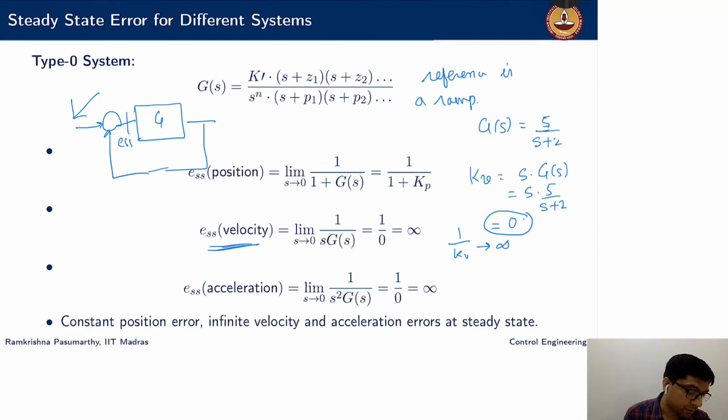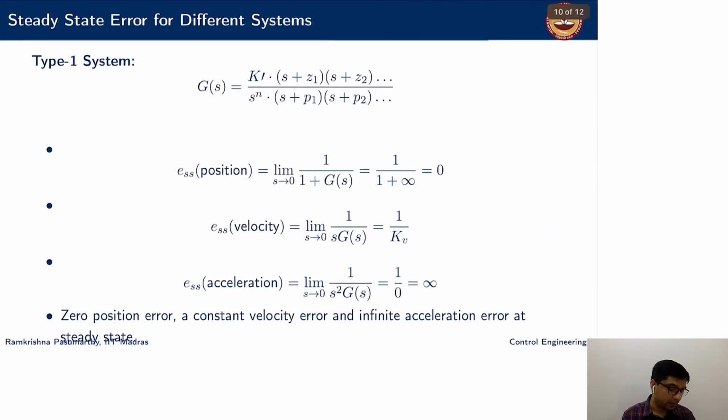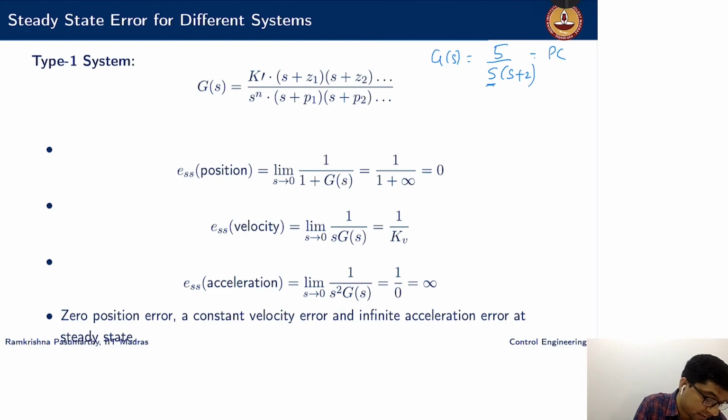Okay, now things will slightly be better when I look at a type 1 system, where instead of C, I had a 5. C was equal to 5 earlier; now I have 5 over S, and the plant was S plus 2. Now this is my G of S, which was just the loop transfer function, the forward loop P times C. It has one pole at the origin. Okay, now what is Kp?